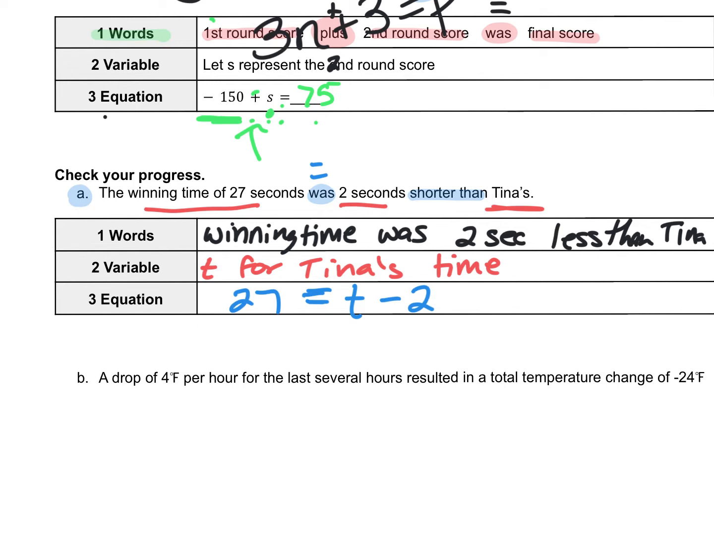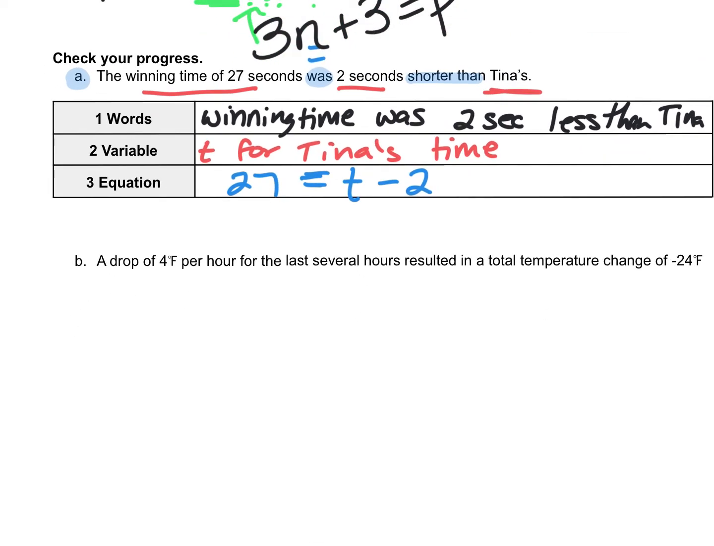All right, can you do the next one? If you want to try, go ahead, pause, try here. So it says a drop seems important. That's going down. 4 degrees Fahrenheit per hour for the last several hours resulted in a total temperature change of negative 24 degrees Fahrenheit. So we went down 24 degrees after it went down continuously a couple times 4 here.